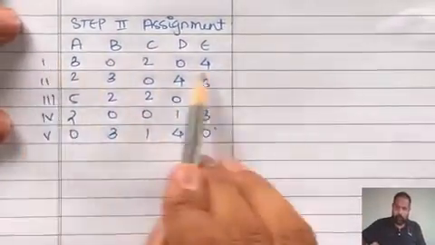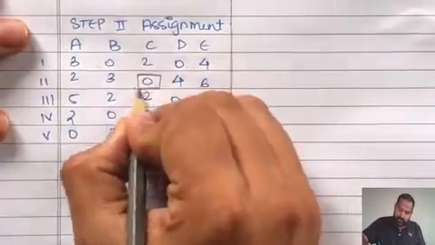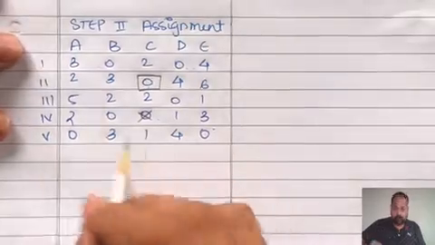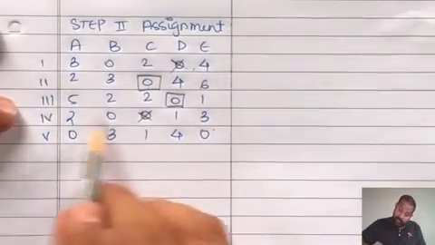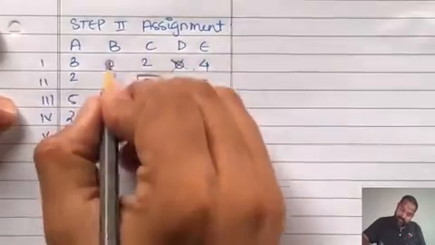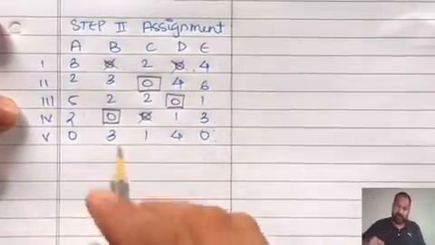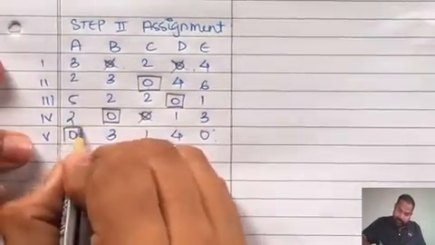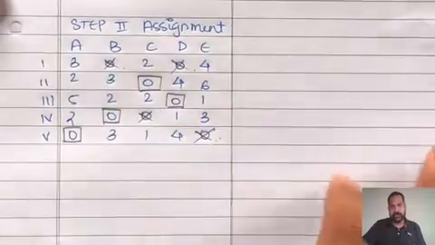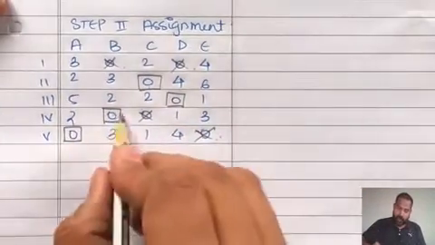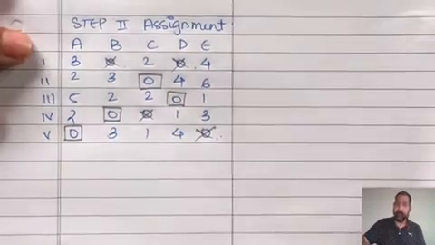Let's begin row wise. 2 zeros, do not touch. Exactly 1 0, mark it as an assignment. Cancel every 0 in that column. Exactly 1 0, mark it. Cancel every 0 in that column. Exactly 1 0, mark it. Cancel every 0 in that column. 2 zeros, don't touch. Start going column wise. Exactly 1 0, mark it as an assignment. Cancel every 0 in that row. If you notice, all the zeros are exhausted. How many assignments did you get? 1, 2, 3, 4 assignments. How many should you have gotten? I should have gotten 5.